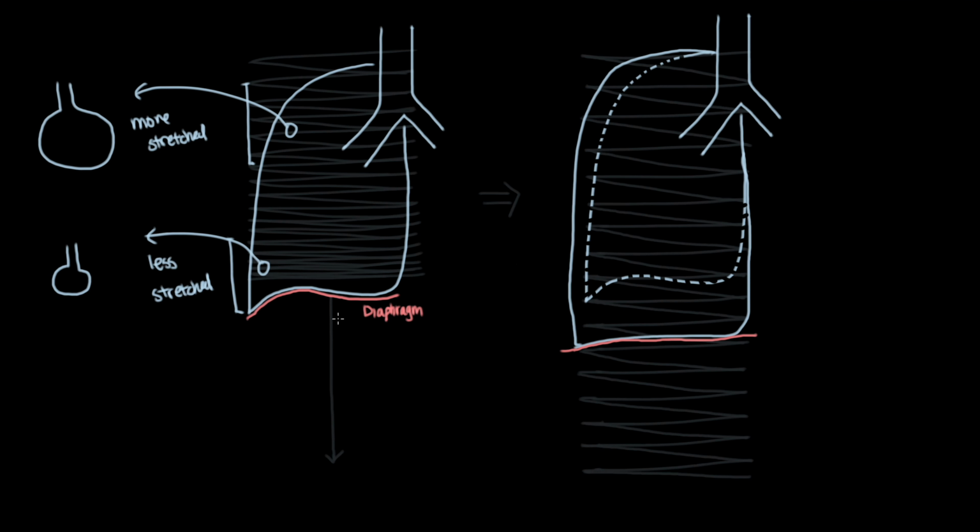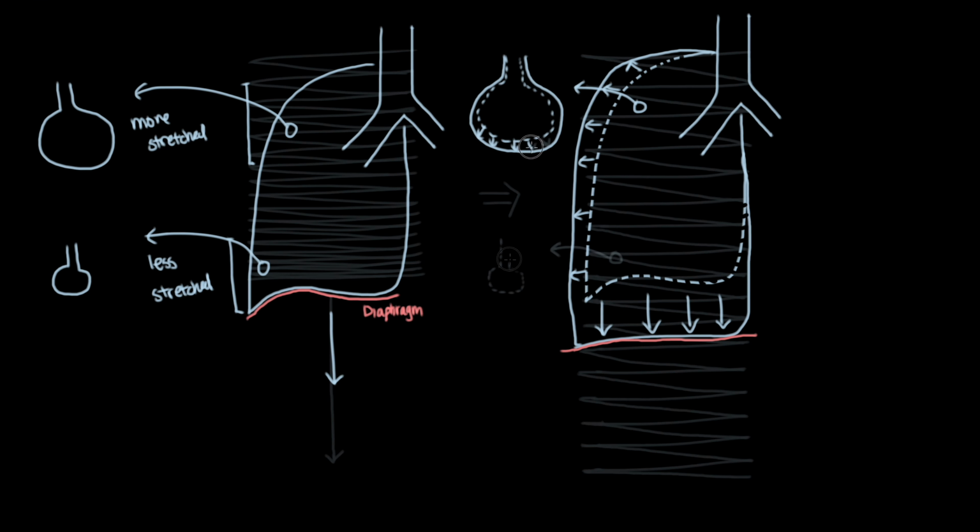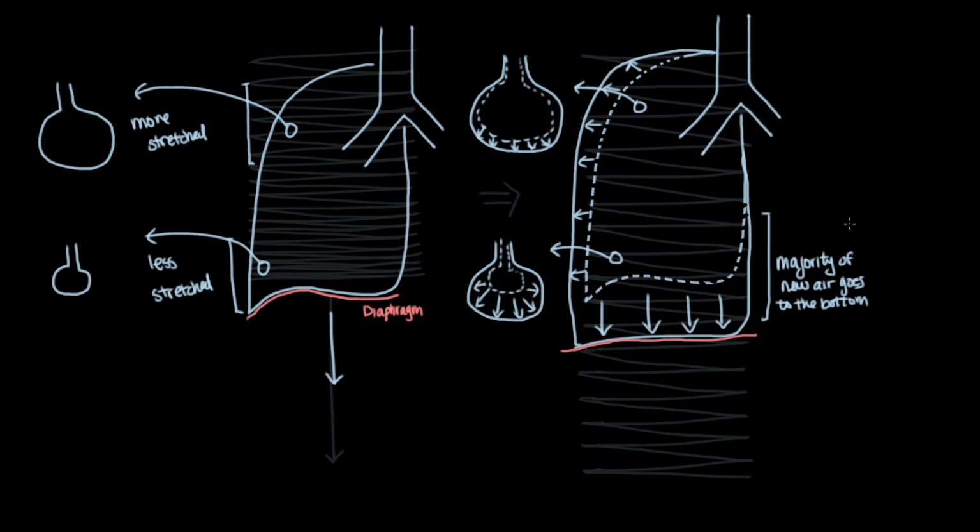This is important because that means when you take a deep breath, the diaphragm pulls the lungs downward to expand the lung, and the majority of the new air that's breathed in goes to the bottom portions of the lung where the greatest amount of expansion occurs. This is just like how when the slinky was pulled downward, the majority of the stretching occurred toward the bottom of the slinky.